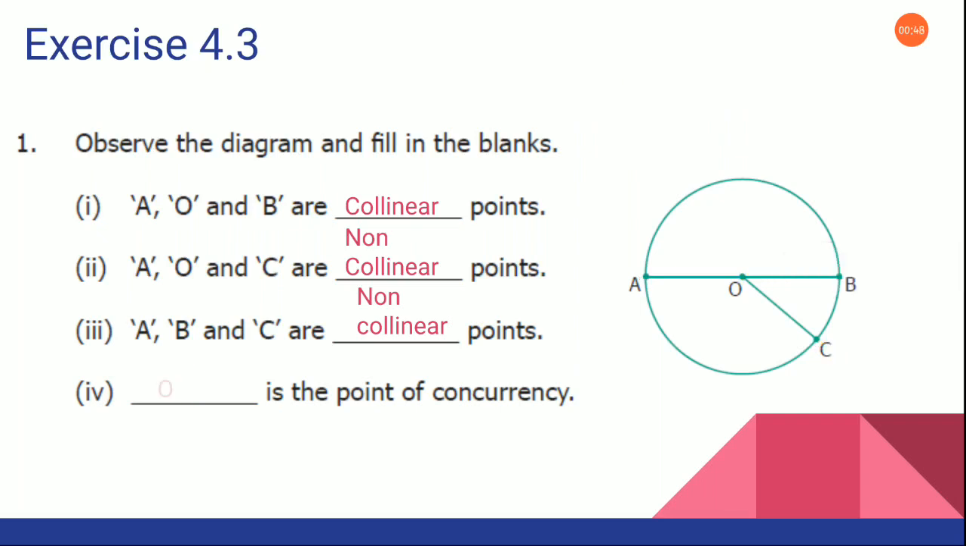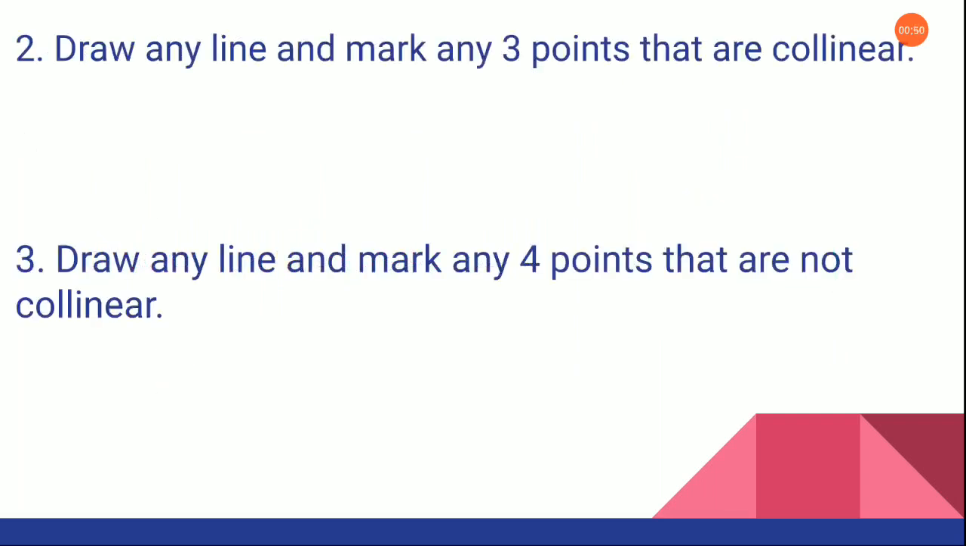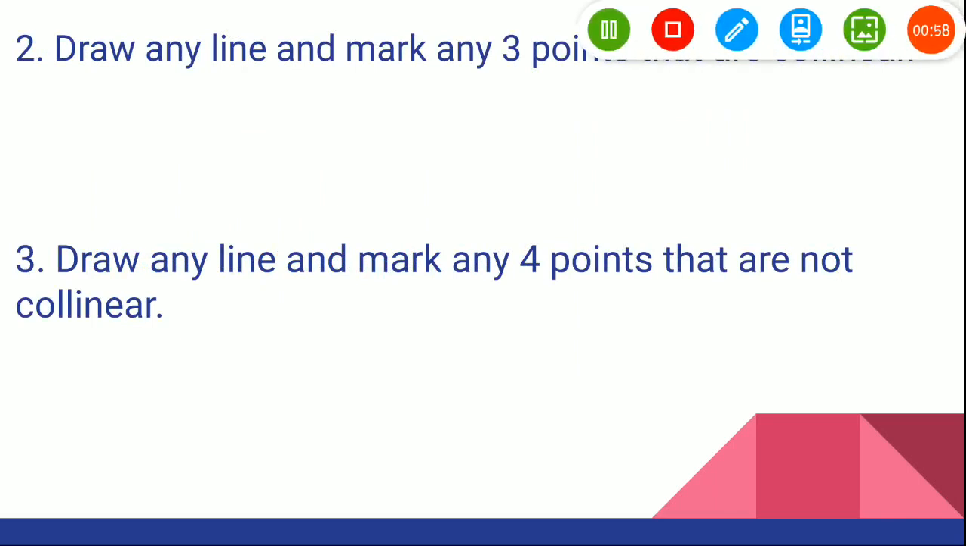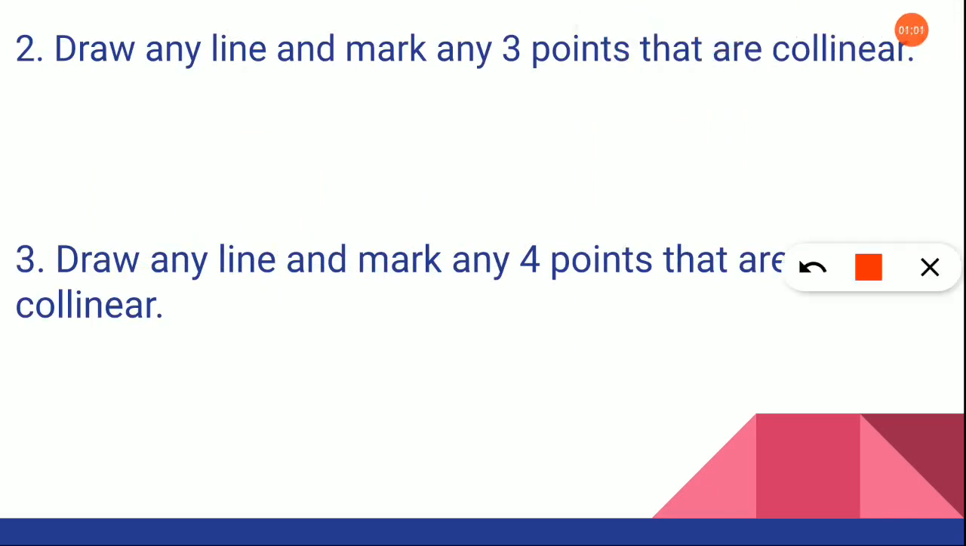Okay. Now look at the second question. Draw any line and mark 3 points that are collinear. Collinear means 3 points that will be continuously placed on a line. Shall we draw it? Draw any line. You are going to draw any line, that is, no measurement is needed. So you can draw a simple line and then mark any 3 points. You can keep it anywhere on top of the line.